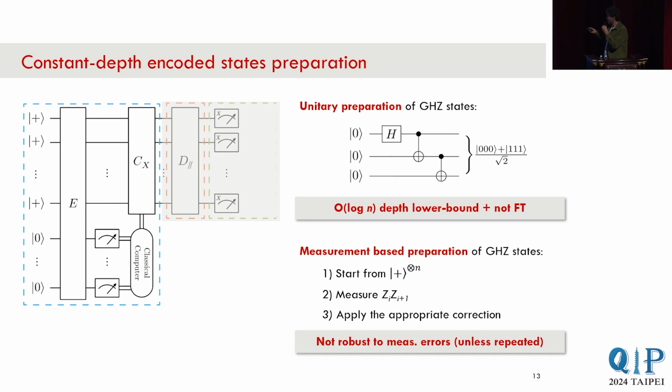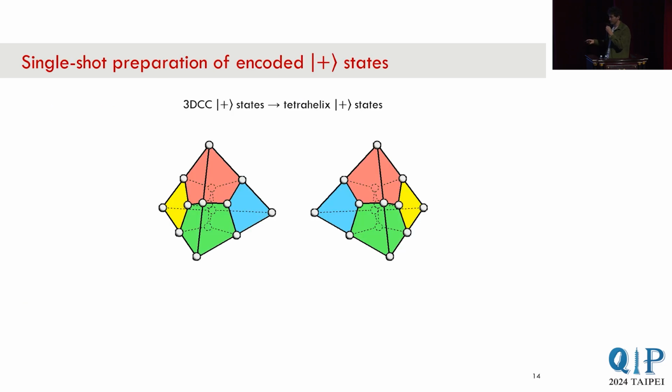And so I'm going to explain now how we can circumvent those two things with the code that I defined earlier. Essentially, if you want to prepare the plus encoded state of a tetrahelix code, the challenge here is to do the merge step in constant depth, because we already have some results on preparing plus states of 3D color codes, which more formally corresponds to the single-shot preparation of 3D color code plus states. So let's assume we are given some 3D color code plus states. We want to do this merge in constant depth.